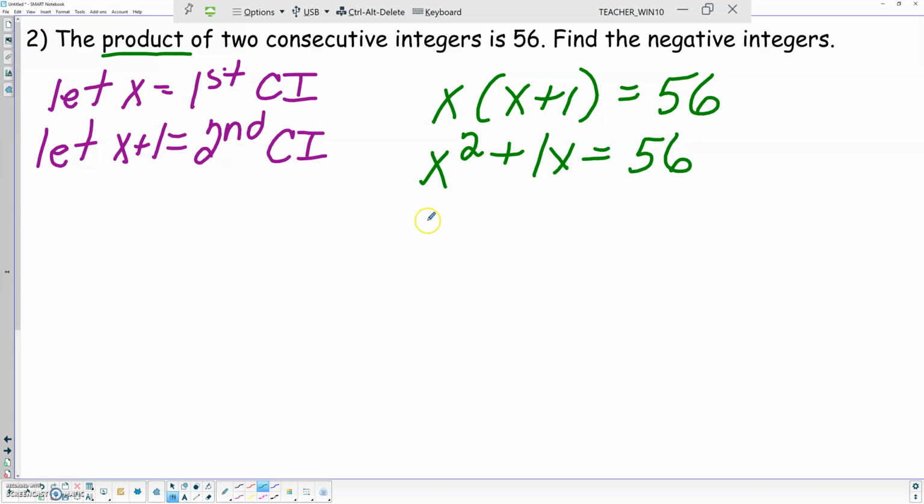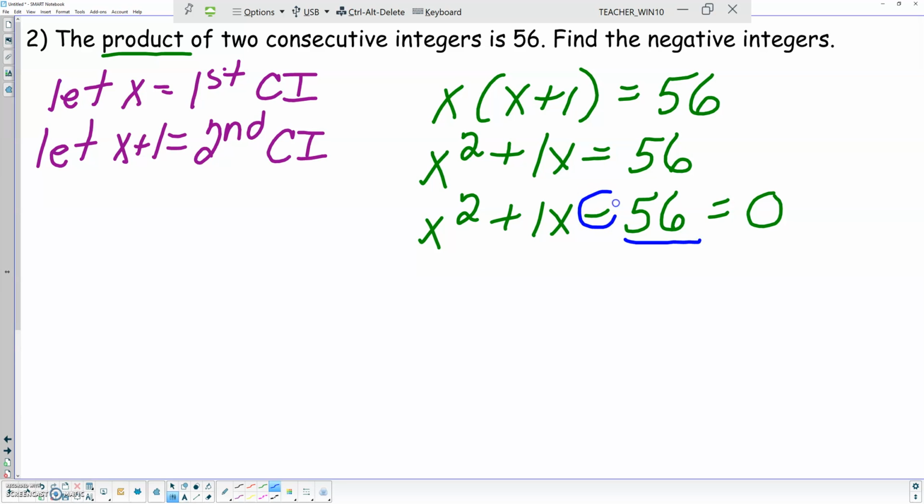So I'm going to set my quadratic equal to 0. I'm going to subtract 56 on both sides. All right? And then we want to factor. So first thing we look for is a GCF, or greatest common factor. So these three terms do not have a GCF. So we're going to try the "by" method. So we're looking for numbers that multiply to 56 and subtract to 1.